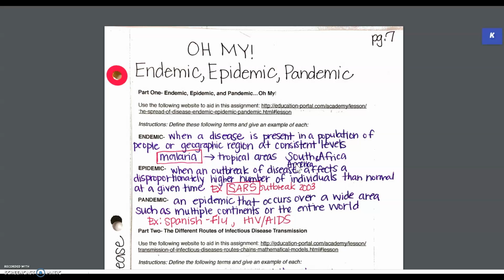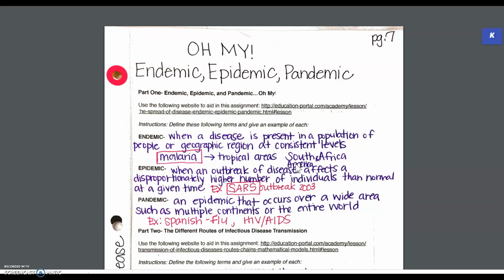Okay, so an epidemic is when you have an outbreak that affects a higher number of individuals than normal at any given time. So for an example, the SARS outbreak in 2003, you had an increase in a disease, a higher number of individuals than normal at a given time.